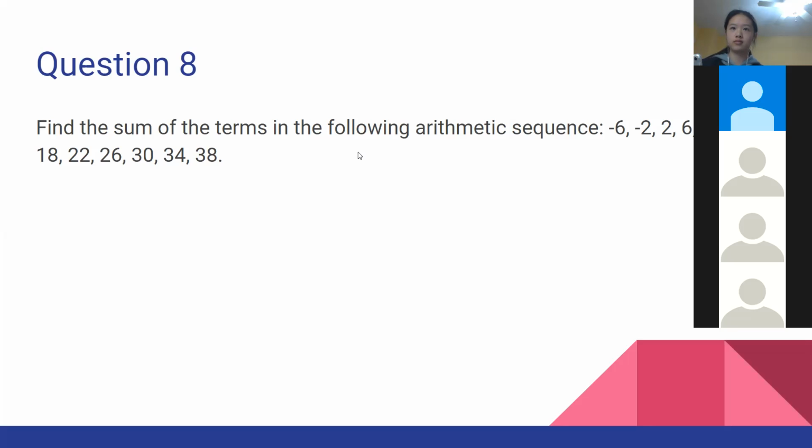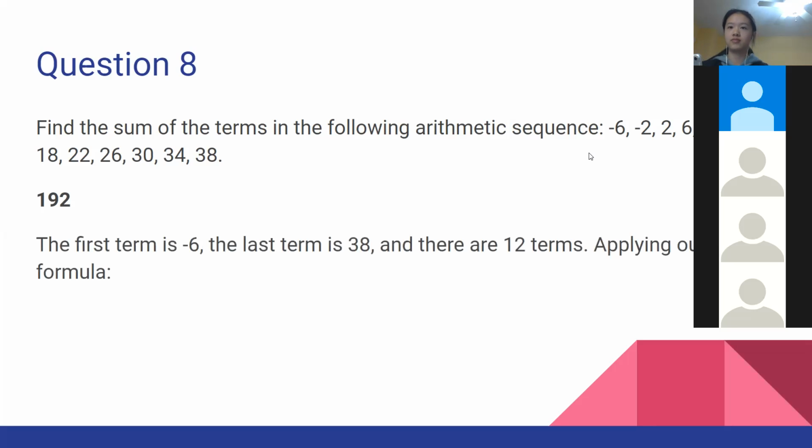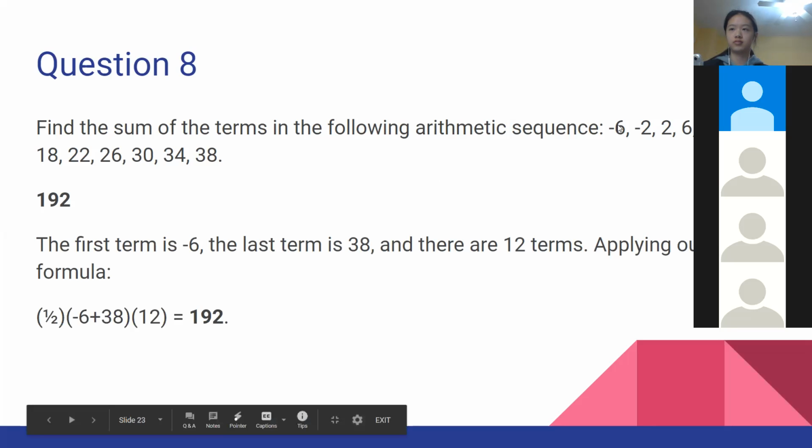And this one's pretty easy, right? So we know the problem told us it's an arithmetic sequence. The first term is -6. The last term is 38. So -6 plus 38 is 32. 32 divided by 2 is 16. And there's 12 terms. So 16 times 12 is 192. So that's how we got that. We're going to move on.